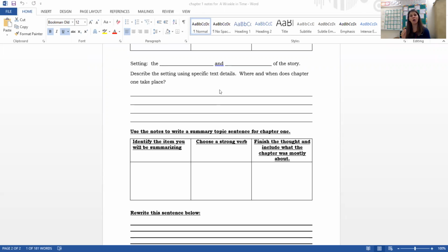So overall, we know that it takes place in the Murray house. There are 2 different rooms or places that they're in. It starts in Meg's attic bedroom and then moves into the kitchen. Please describe those a little bit.